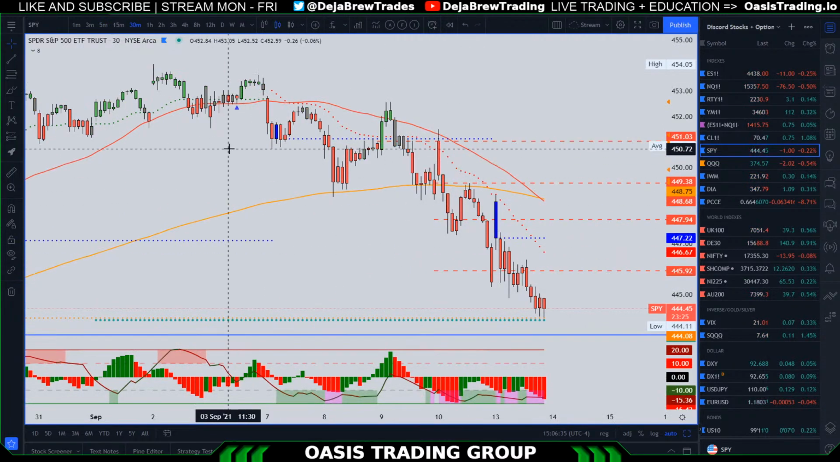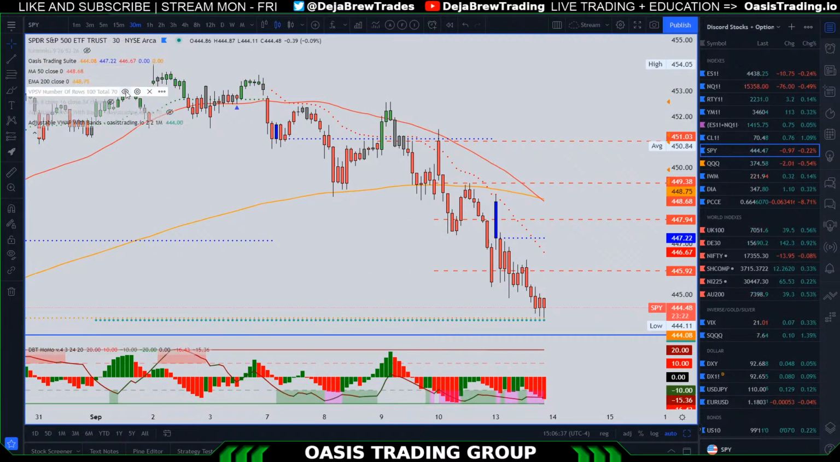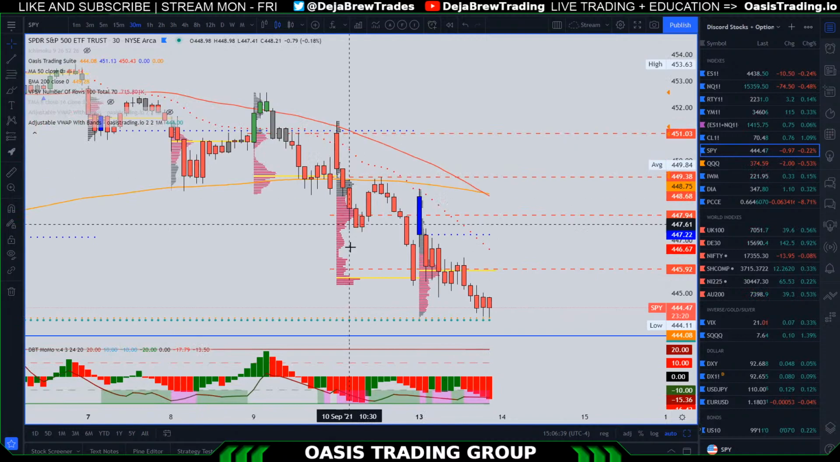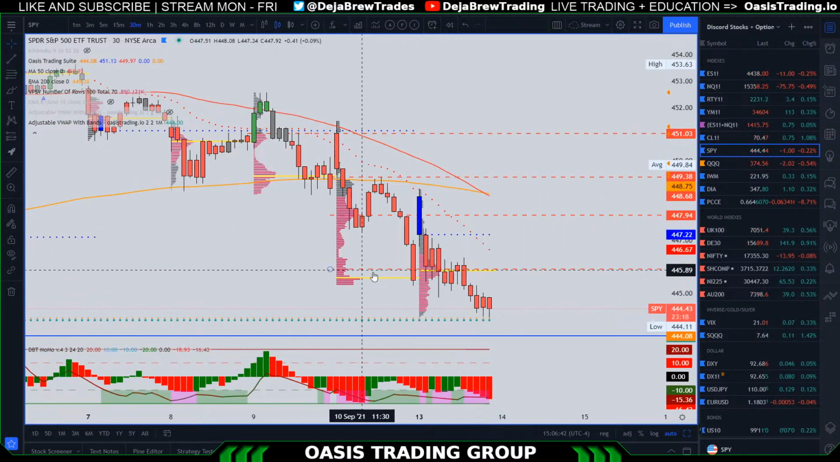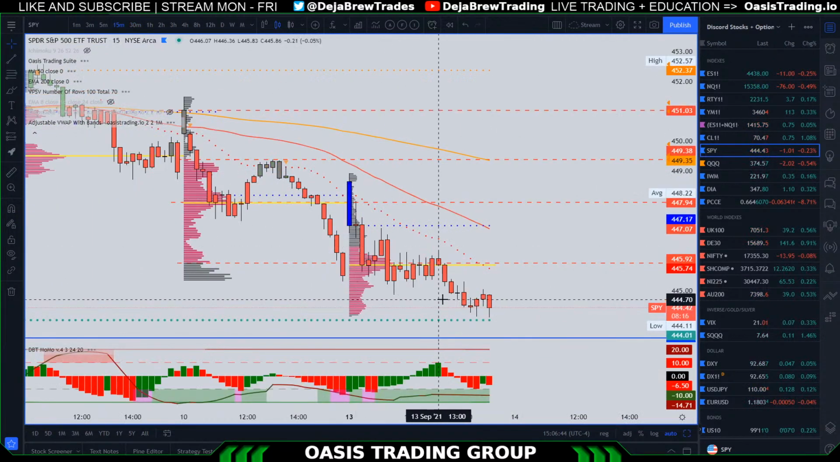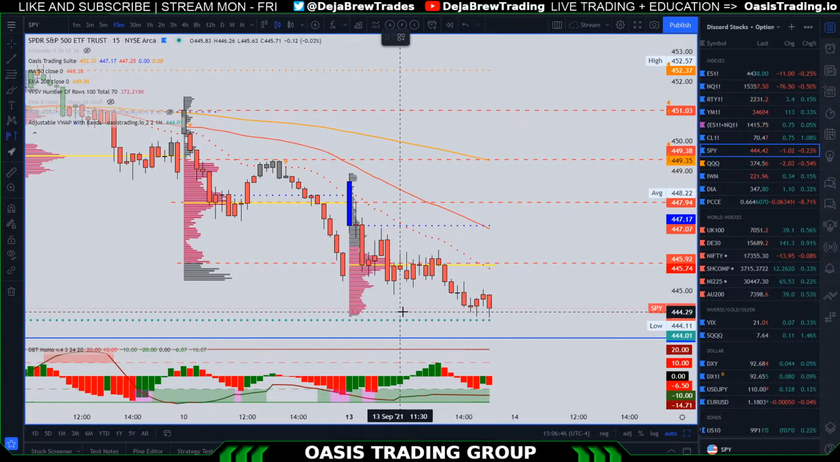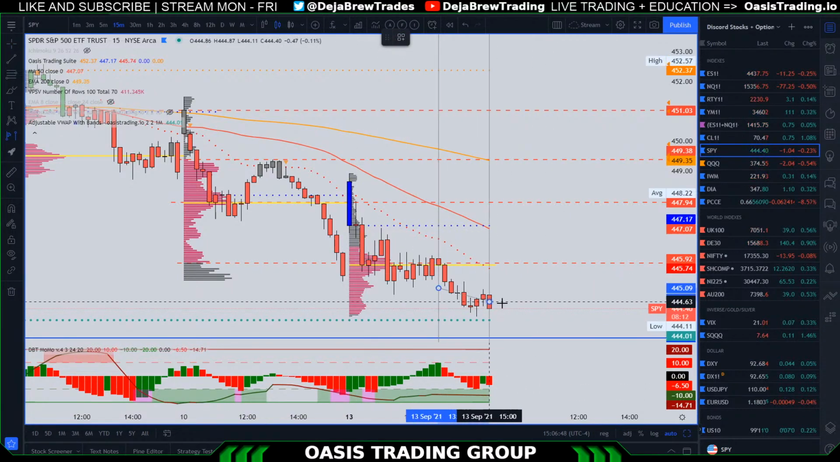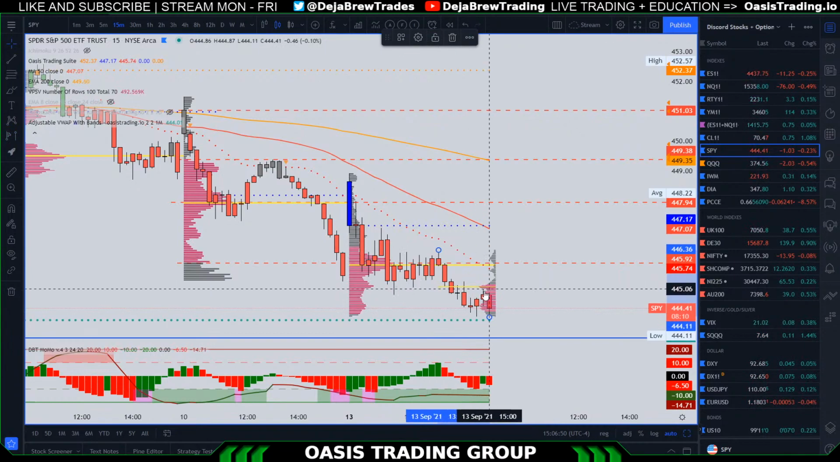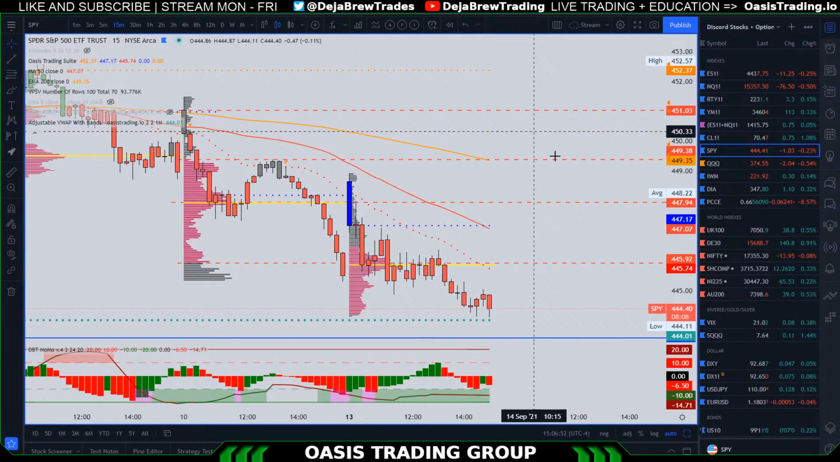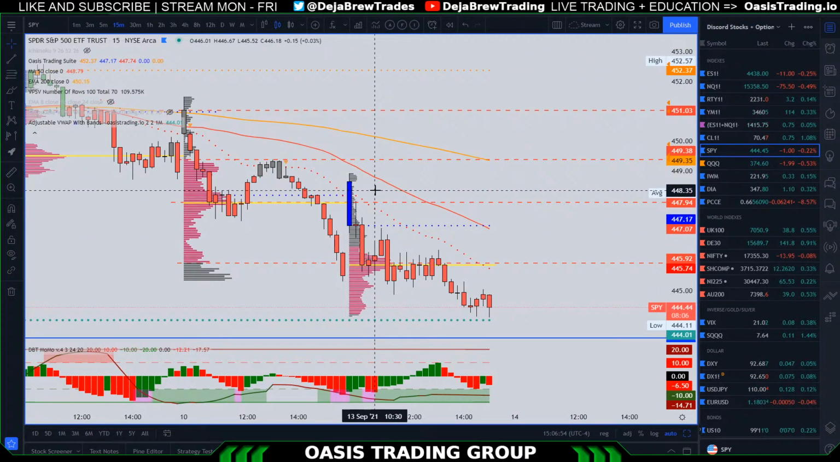I actually don't have it turned on right now, but when you see the profile on the side, that's the session volume. The only time I'm using the fixed range is when I'm trying to highlight something, like when I'm telling you guys specifically to look at that area. Everything else I use the session volume.